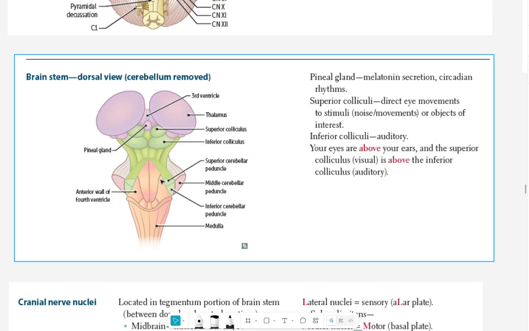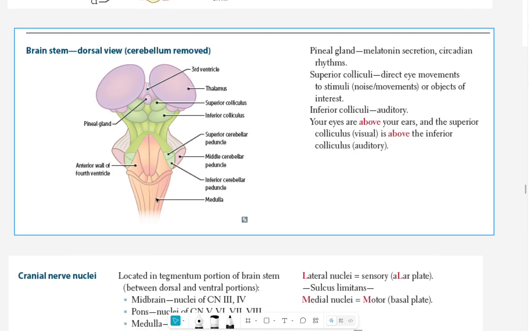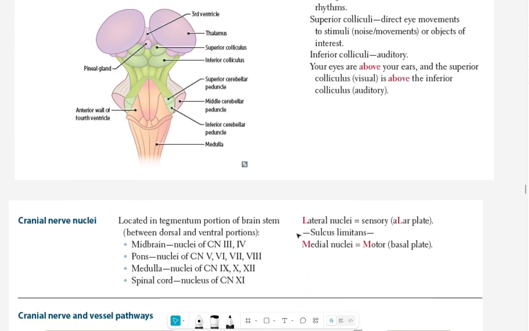So this is basically your midbrain, pons, and medulla, which is your brainstem, right in front of the cerebellum, right? So the superior peduncle connects the midbrain to the cerebellum behind. The middle peduncle connects the pons to the cerebellum behind, and the inferior peduncle connects the medulla to the cerebellum behind. Then we have the cranial nerve nuclei.